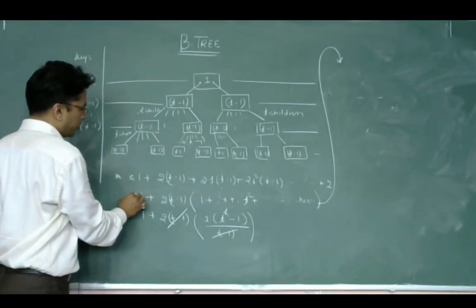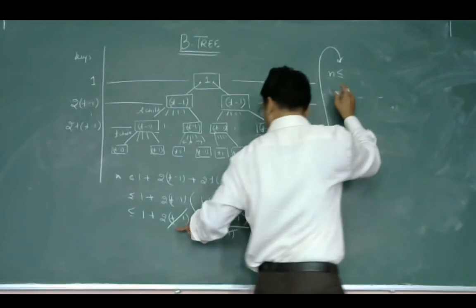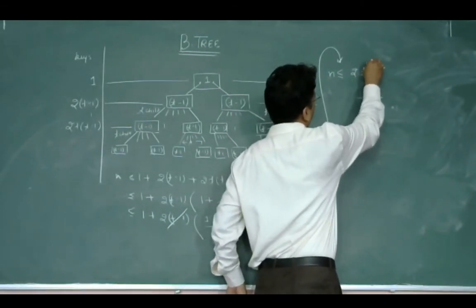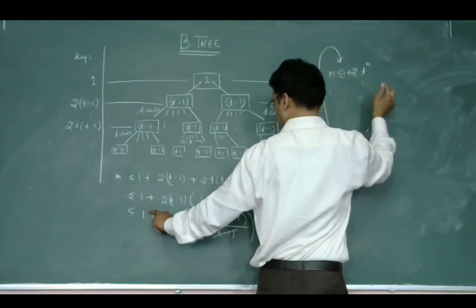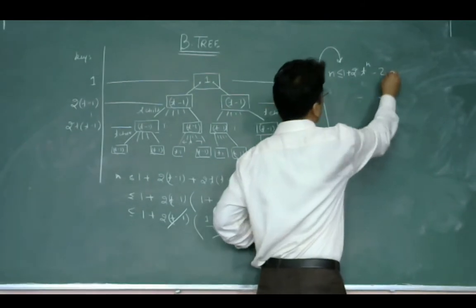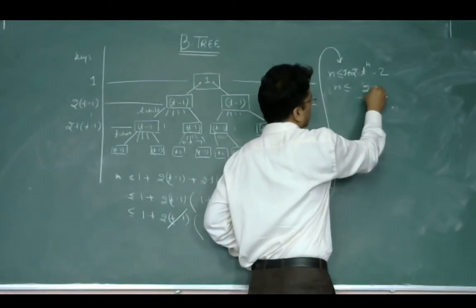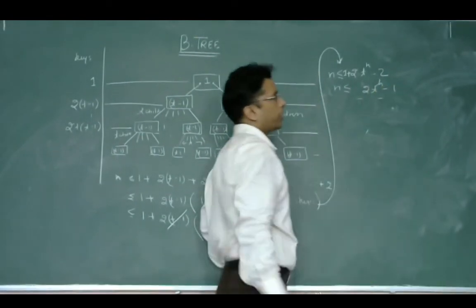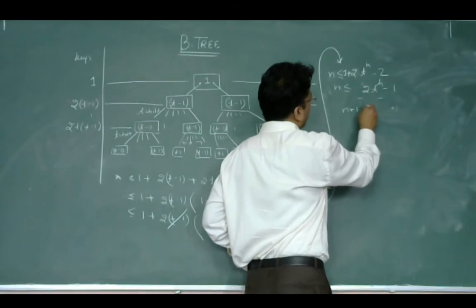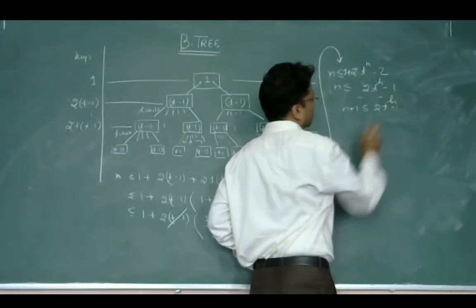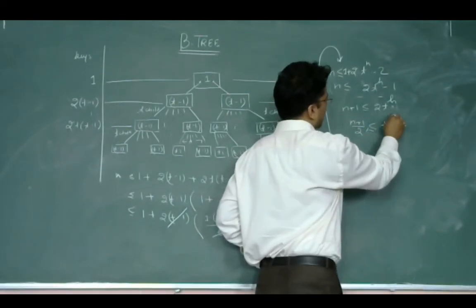n would be less than or equal to 2 into t raised to the power h minus 1 plus 2t raised to the power h minus 2. This is 1. So n would be less than 2t raised to the power h minus 1. Or we can say that n plus 1 would be less than 2t raised to the power h, or n plus 1 by 2 is less than t raised to the power h.